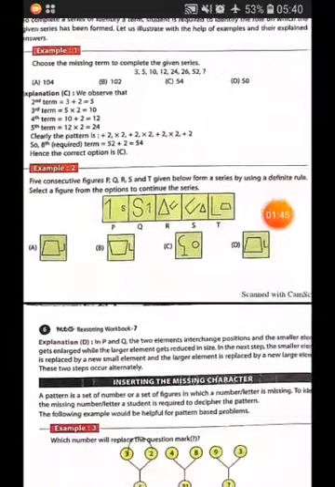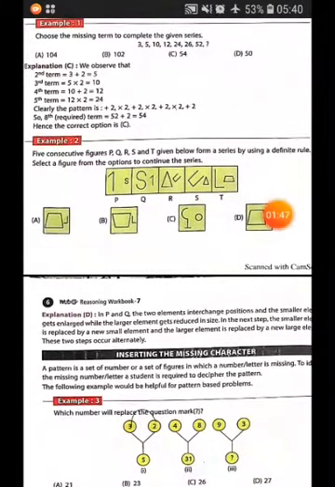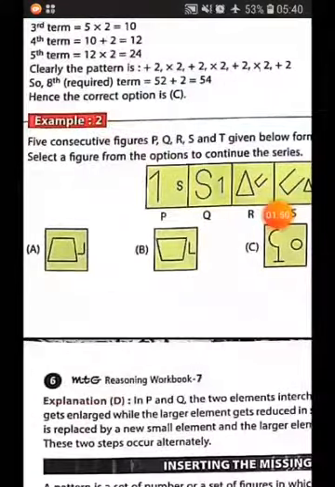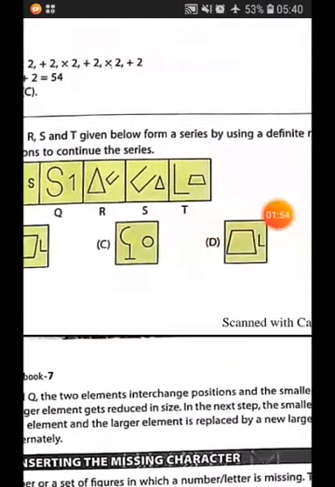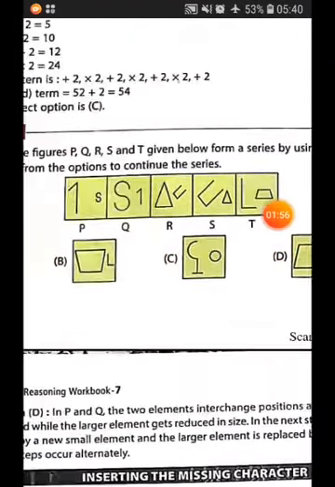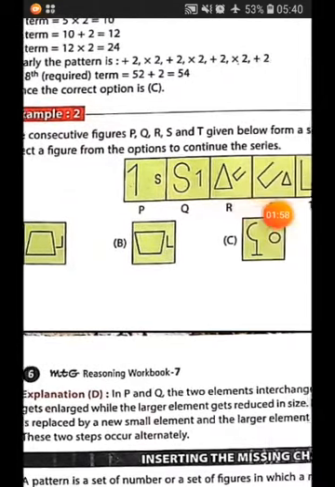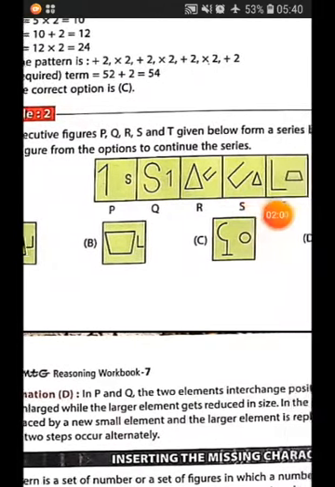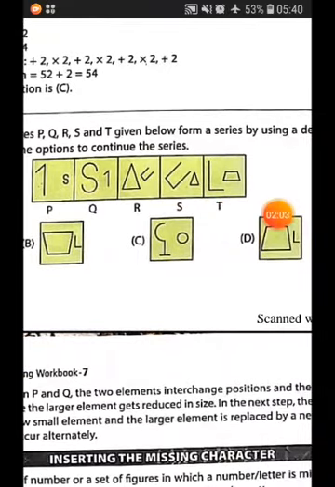Now coming to the second example. Here 5 consecutive figures P, Q, R, S and T given below form a series by using a definite rule. Select a figure from the options to continue the series. Now what we have here are 5 figures, that is P, Q, R, S and T, and in each figure you can see that there are 2 elements. One is a smaller one and one is a bigger one.